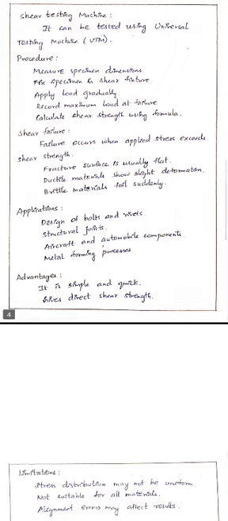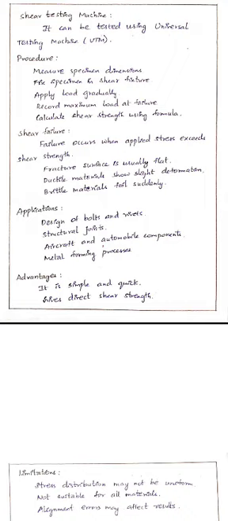Coming to the procedure for shear test: measure specimen dimensions. We have to measure the dimensions of the specimen at first, and fix the specimen in the shear fixture to do further procedures, and apply load gradually. We should apply the load gradually to record the shear strength. Then record the maximum load at failure. We should record the maximum load at which the failure occurs in the shear material.